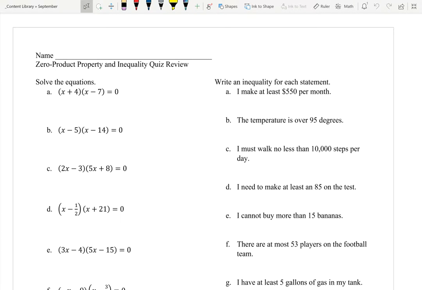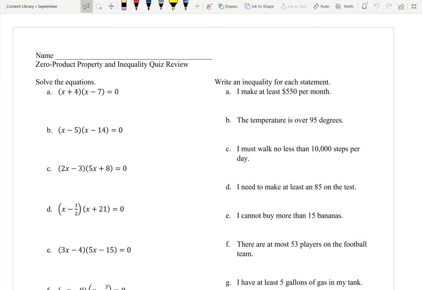Okay, so here we are going to review the zero product property and the inequality classwork. So we're having a quiz on this pretty soon, and this is the quiz review. If you can get everything that's on this quiz review, you should be just fine when it comes to taking the quiz.